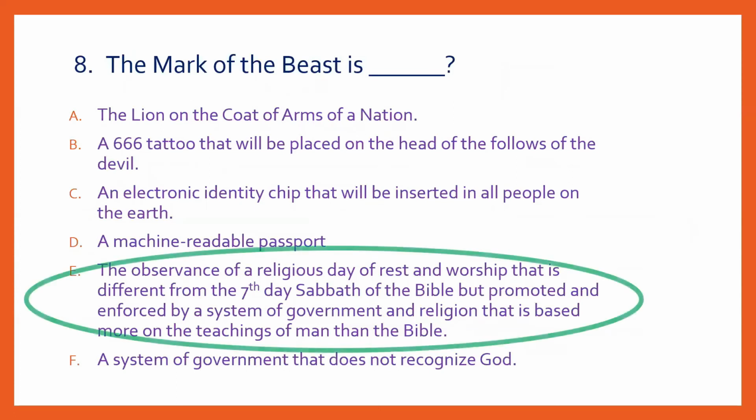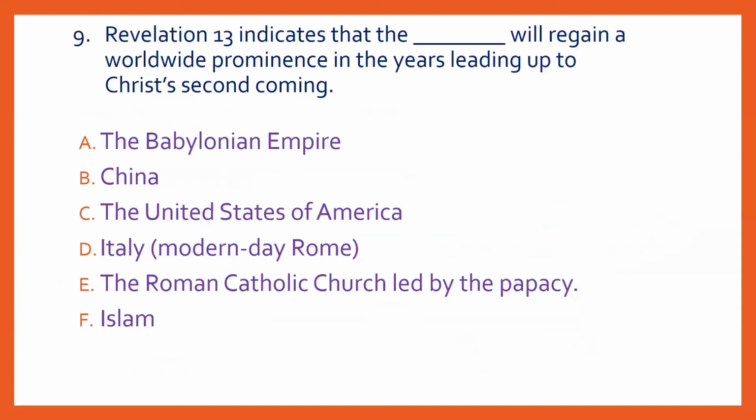The mark of the beast, of course, refers to the observance of a religious day of rest and worship that is different from the 7-day Sabbath of the Bible, but it is promoted and enforced by the union of church and state towards the end of time, right? So that hasn't happened as yet, but that is something that we can anticipate based on the predictable nature of Revelation and the prophecies that are contained there.